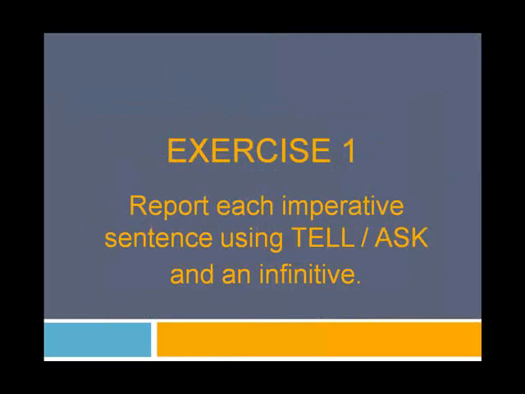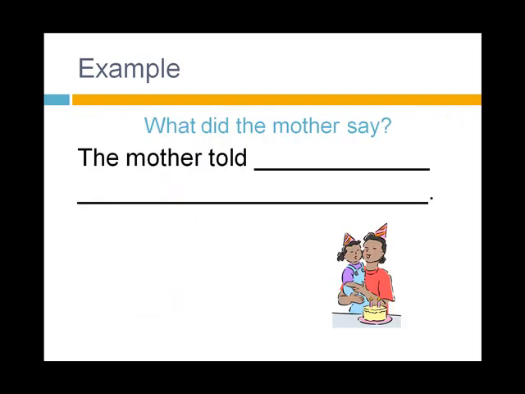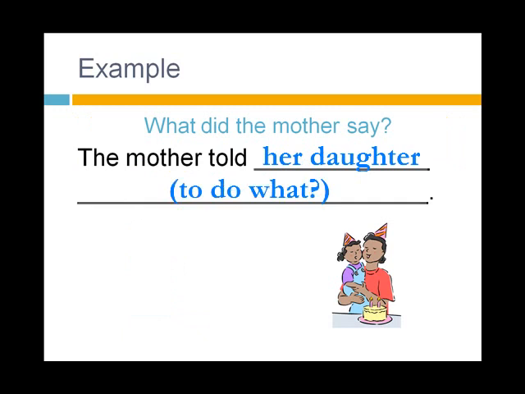Exercise 1. Report each imperative sentence using tell or ask and an infinitive. Example. Make a wish. What did the mother say? We already have the speaker and our reporting verb. The mother told. Whom? Her daughter. And the infinitive? To make. The mother told her daughter to make a wish.